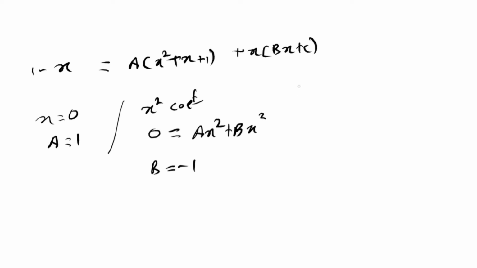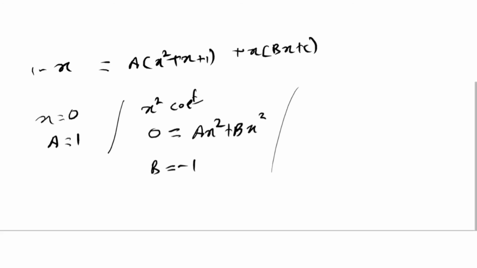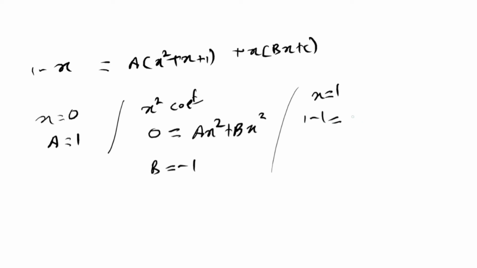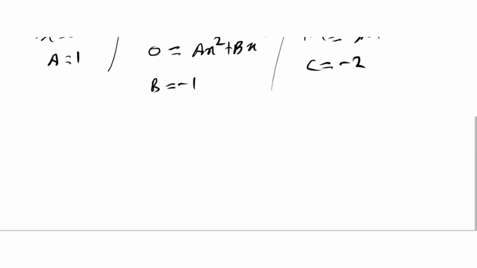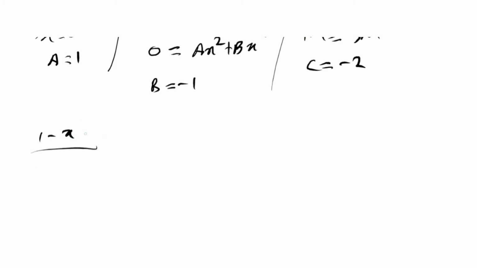And then you put x equals 1, which is 1 minus 1 equals 3a plus b plus c, which would leave c equals minus 2. So now we have found everything that we need. We have found a, b, and c. Now all we have to do is substitute the partial fractions.